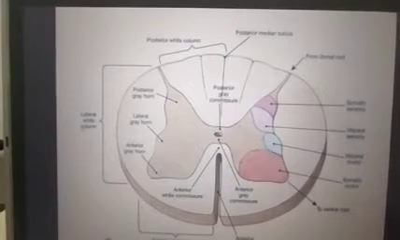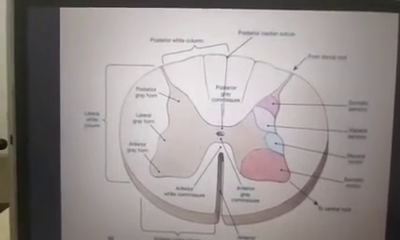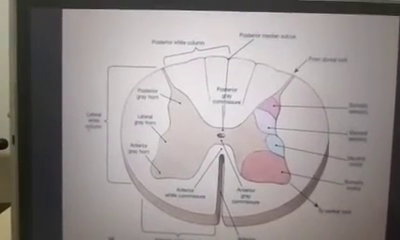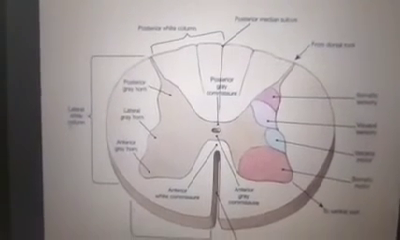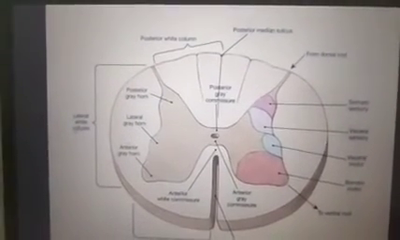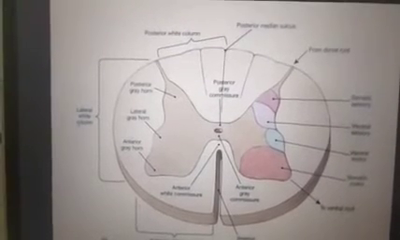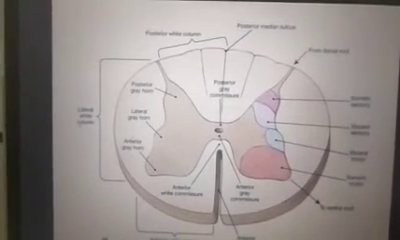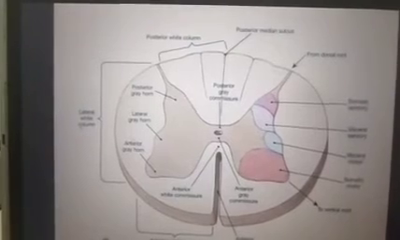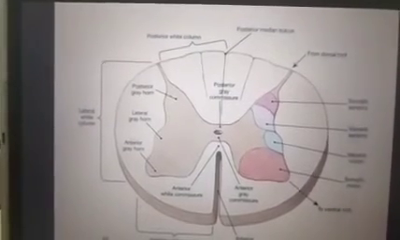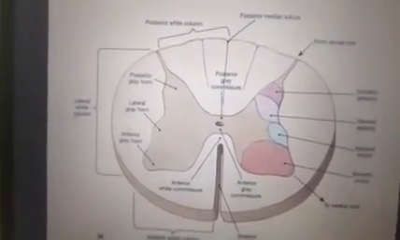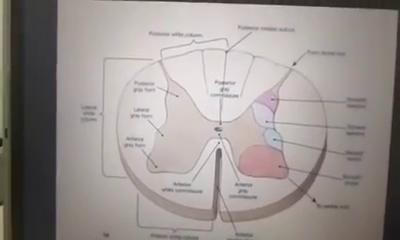There is a central canal in between. Okay, lateral white matter and the complete H shape is noted. In the lateral half you have a dorsal root and ventral root, and from the dorsal root you have somatic sensory pathways, then visceral sensory pathways, then visceral motor pathways and somatic motor pathways.